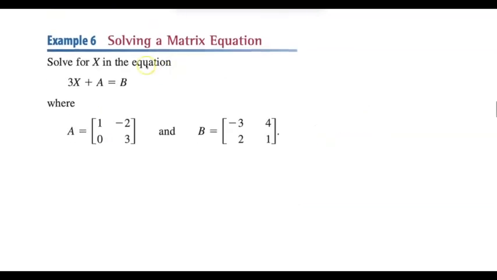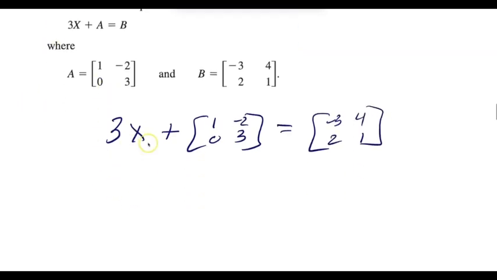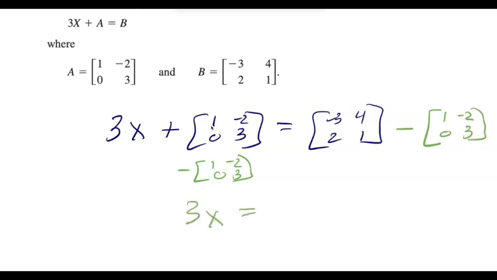Solving a matrix equation. So let's say we have this. We have 3 times X plus matrix A, 1, -2, 0, 3 equals matrix B, -3, 4, 2, 1. If we want to solve for this, all we're going to do is do like normal, subtract this from both sides. So we're going to subtract this matrix from both sides. Now when you do that, we get 3X is equal to -4, 6, 2, -2. Man, you really get good at adding and subtracting negatives when you see this.